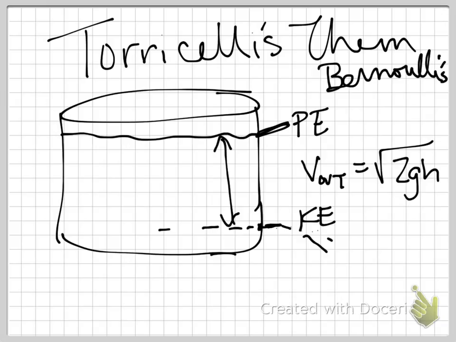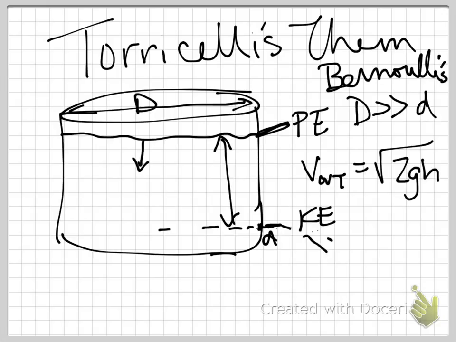What are the simplifications, or what are the assumptions we make? That this is much bigger than this. So we could say if this is D and the opening is little d, big D is much bigger than little d, which sort of an outcome of that is that the V at the top approaches 0. So it's dropping in water level very slowly. Pause.